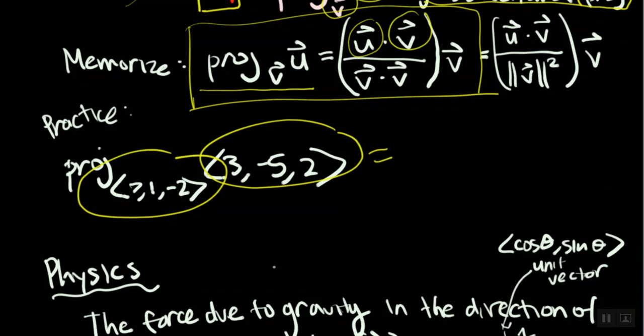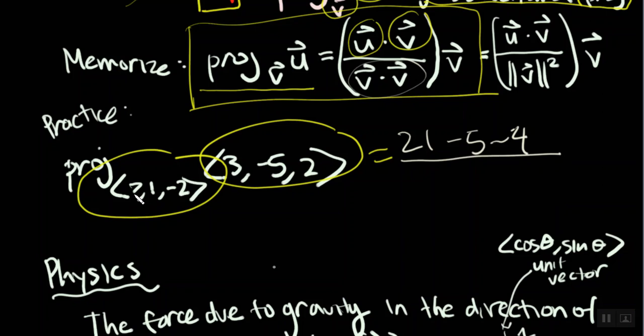So let's just multiply 7 times 3, and let me do this in white. So 21. 1 times negative 5 is, well, negative 5. Negative 2 times 2 is negative 4. And we're going to divide this by the dot product of the vector v and itself.